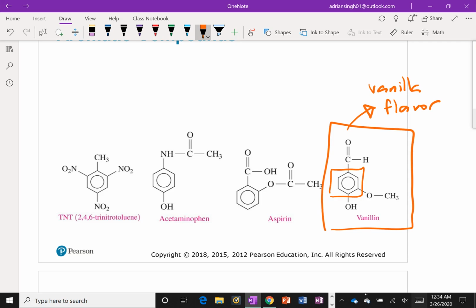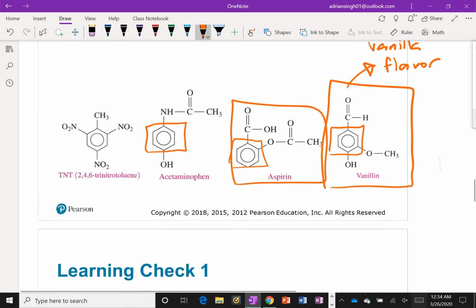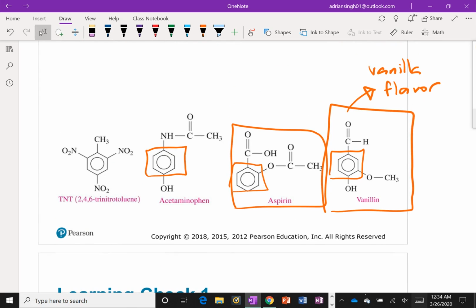Aspirin, right, take for a headache or a blood thinner, right? This is aromatic as well. There's your benzene right here in the middle. Acetaminophen, right, in the same sort of family of drugs, is aromatic as well. And then maybe something a little bit more exciting.